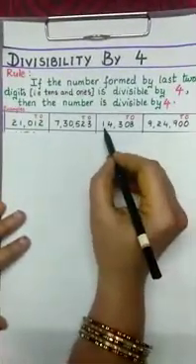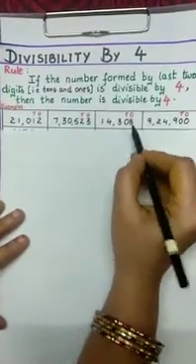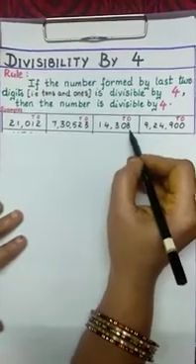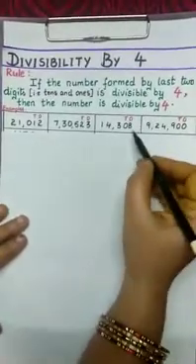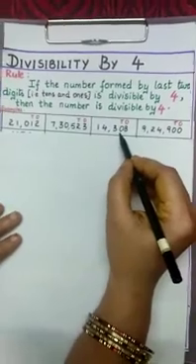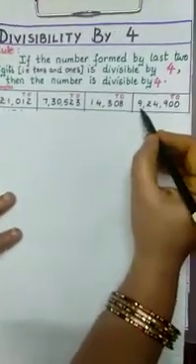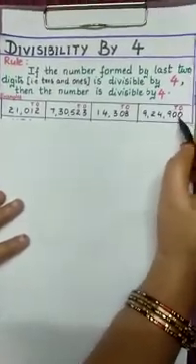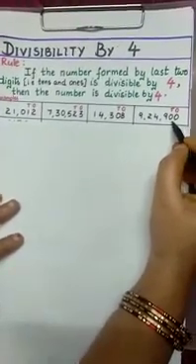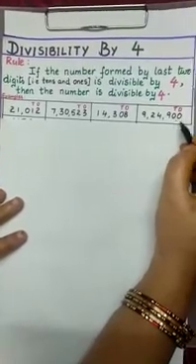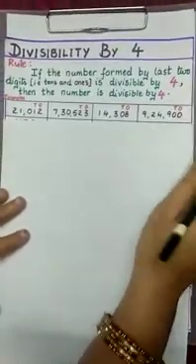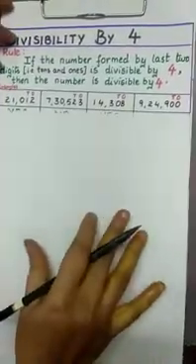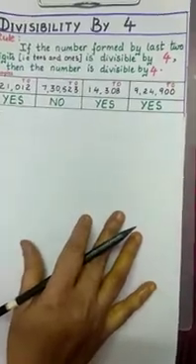Next number, 14,308. Again what is the number formed by the last two digits? 0, 8. Nothing but 8. 8 is divisible by 4. Hence this number is divisible by 4. The last number, 9,24,900. What digits did you find in the last two digits? 2 zeros. If you find zeros in the last two digits, then also it is divisible by 4 because 0 is divisible by 4. Hence this number is divisible by 4.